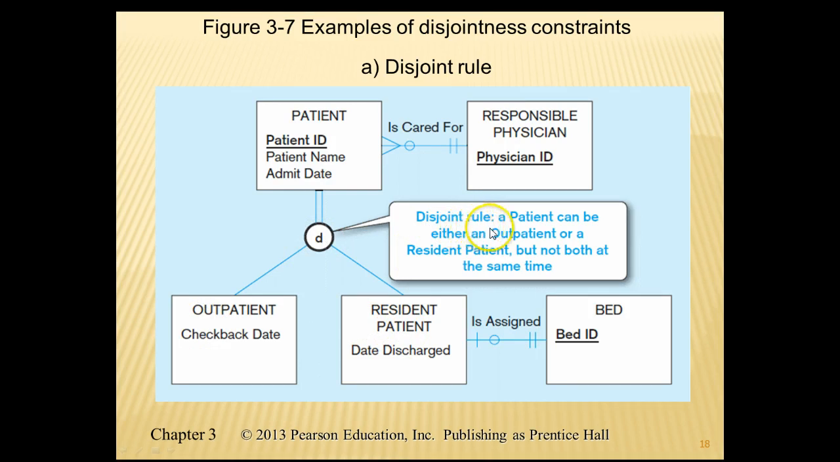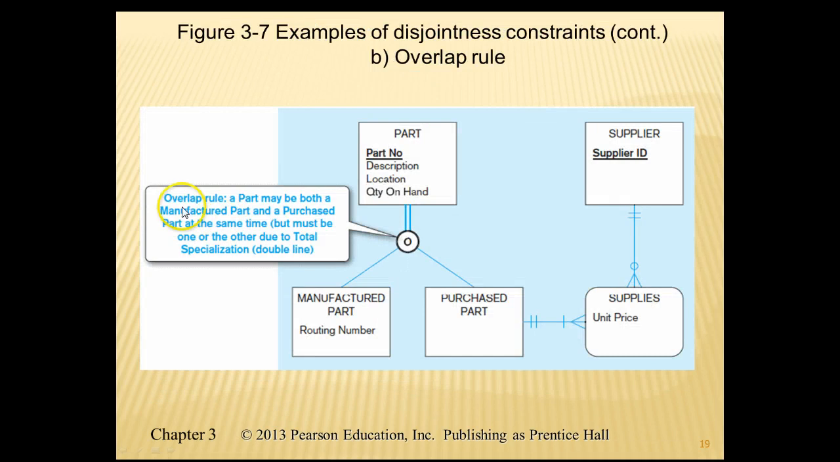So the disjoint rule says a patient can be either an outpatient or a resident patient, but not both at the same time. And notice that there is a D in that circle to indicate the disjoint rule. And likewise, the overlap rule indicates that a part may be a manufactured part and a purchased part at the same time, but must be one or the other due to total specialization, the double line. So effectively what that means is that it can either be a manufactured part or a purchased part or both, but it has to be one of these or both.